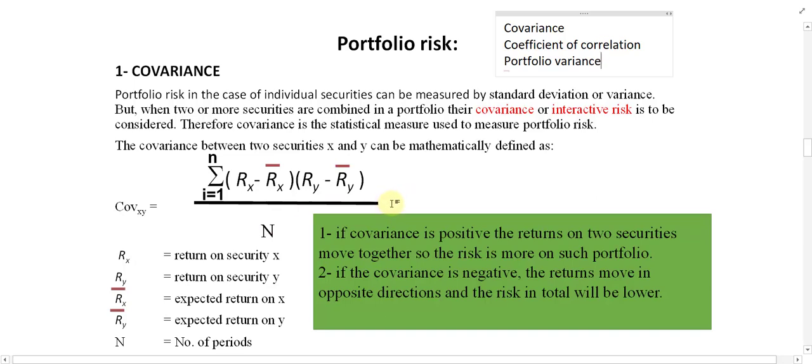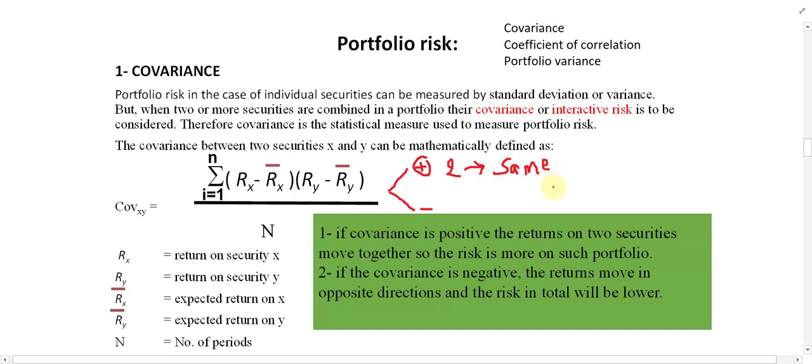Whatever the result of this calculation is, it can be either positive or negative. If the result is positive, it means that the two securities which you have combined in your portfolio have the same feature, or we can say behavior. What do you mean by the same features or the same behavior?